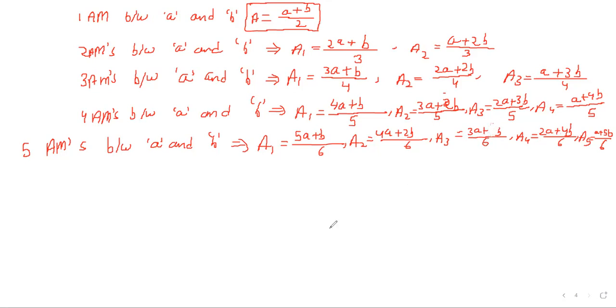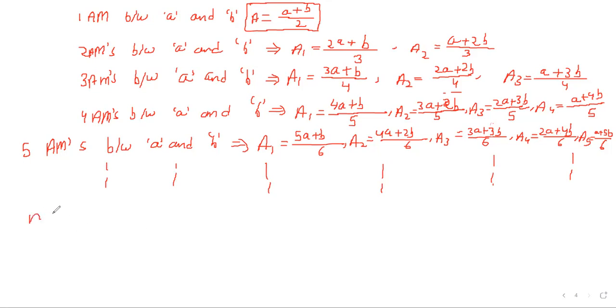And if you simplify this A3, by taking 3 common in the numerator, 3 into (A plus B) upon 6. So it is (A plus B) upon 2. When we have calculated 3 AMs between A and B, it is also the same. So in this way, we can find any number of arithmetic means between the two fixed numbers.